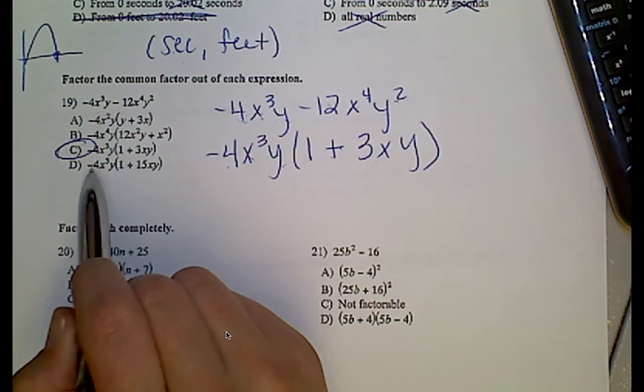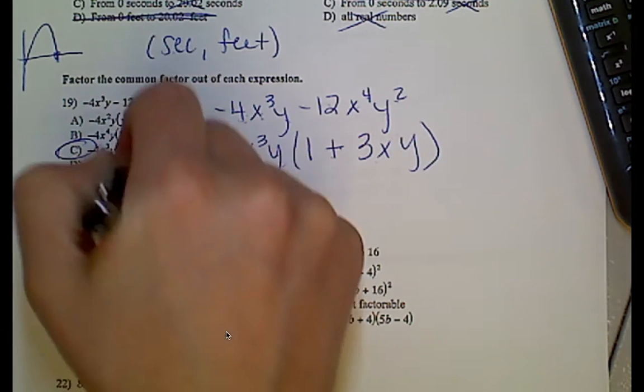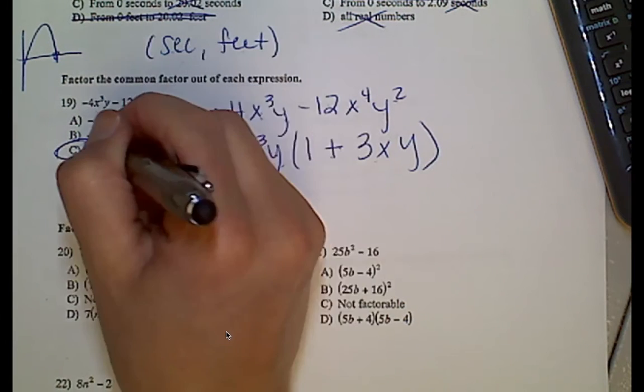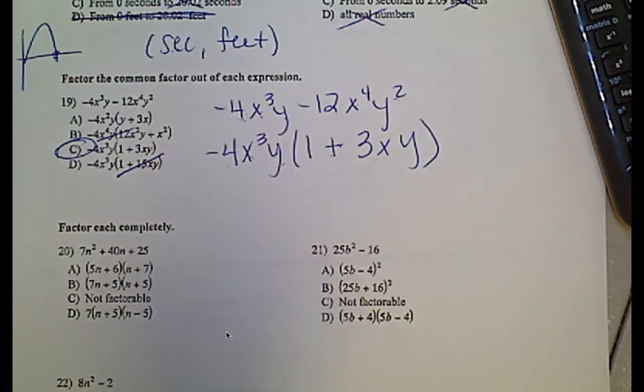So really, I can get rid of this one right here because -4 times 15 would give you 60, which isn't the problem. And -4 times 12 would give you 48, which isn't the problem. And it's not the right variables. So you could take out different variables. So that's about it. Okay.